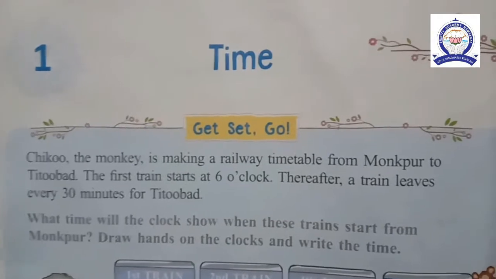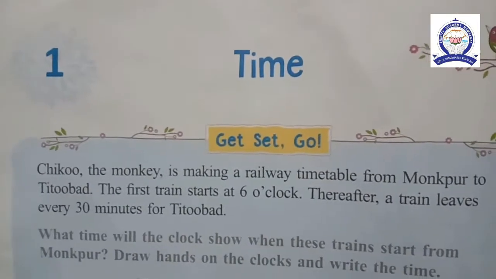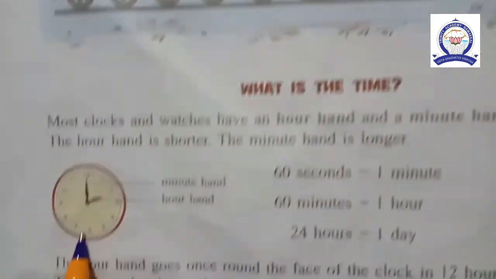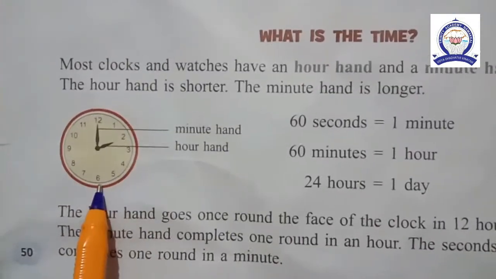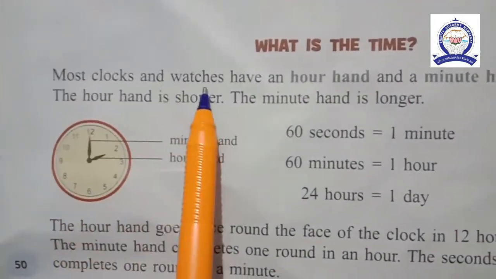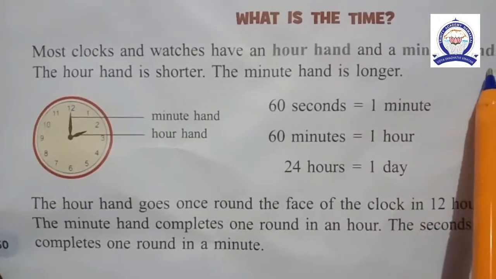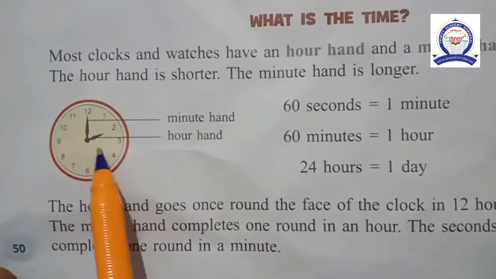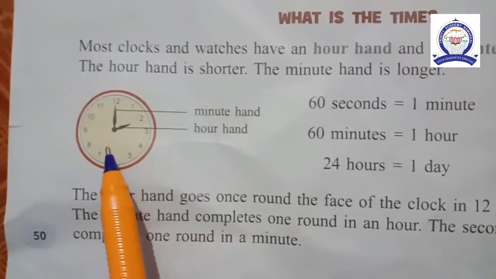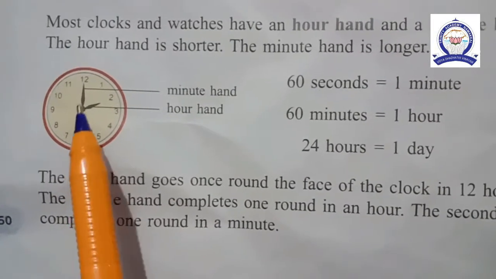Yes, we use wall clock, sand clock, wristwatch, mobile phone, etc. See children, what is this? Yes, this is the clock. What is the time? Most clocks and watches have an hour hand and a minute hand. In our book, two hands only denote it. But another one hand is having a clock. What is that hand? Yes, that is second hand.